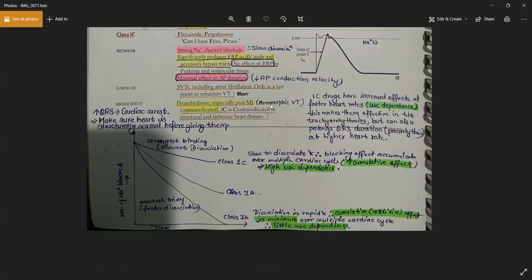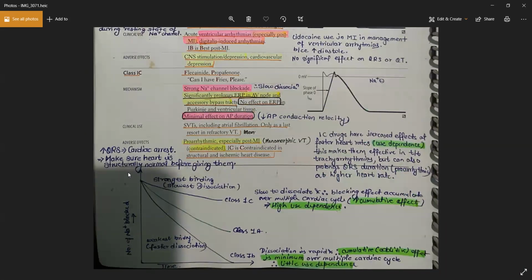If you look at the graph, this is a dissociation curve for the class 1A, 1B, and 1C agents. As you can see, the dissociation of the class 1C drugs is very slow, so they have a very strong binding with the receptors. When the receptors start getting into the activated or inactivated state at a very high heart rate, only then can you see the effect of these drugs. You can see a cumulative effect. This is use dependence.